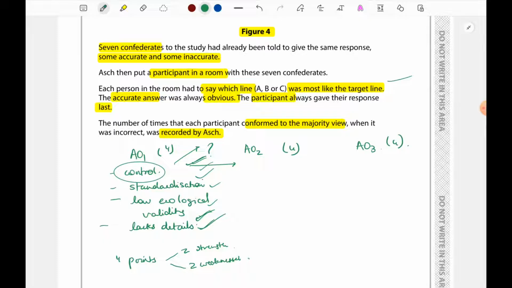Okay, so in terms of control, we can see that the line task which is given is very controlled, because the confederates have been trained in advance how they have to act in this task. The participant's turn is always kept last, so that he comes under the pressure of whatever the confederates are reporting, so that conformity pressure is put on the participant. So these types of controls are increasing validity. So I'm able to point out some controls in this study.